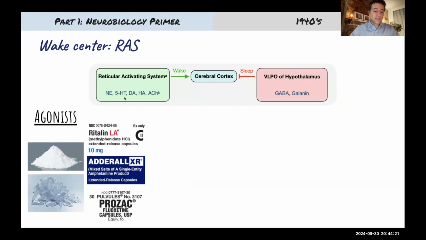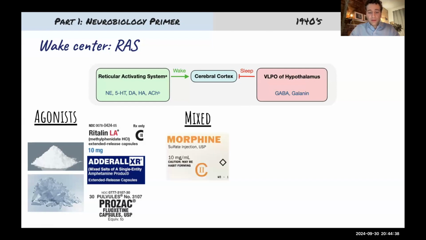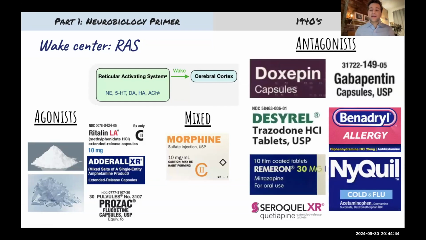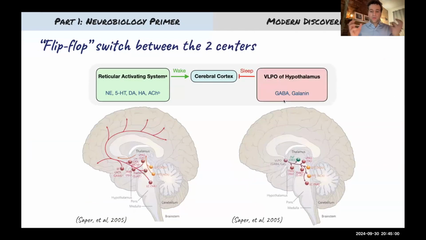Many agonists, such as recreational drugs like cocaine and crystal meth, as well as prescription stimulants, and even some SSRIs, create insomnia or activation by agonizing the reticular activating system. Other drugs like opioids have mixed effects on the reticular activating system. And lastly, numerous antagonists are used as sleep aids, including antidepressants such as doxepin and trazodone and mirtazapine, second-generation antipsychotics, gabapentin, and antihistamines. So here are these 2 fundamental pillars, the VLPO and the RAS.